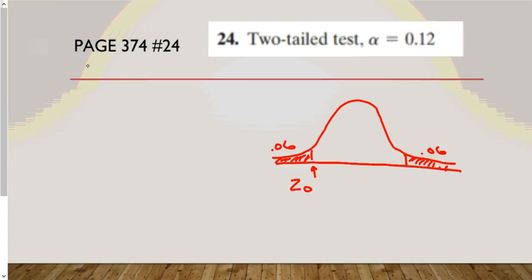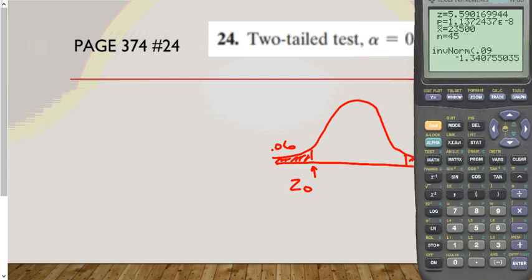So we'll go back to our calculator, and we're going to once again go to inverseNorm. That's in your distributions. We'll go down to inverseNorm, and think about what we're going to put in this time. If I want to find this value right here, I don't put in 0.12. We'll put in 0.06. And that gets me a z-score of negative 1.55.